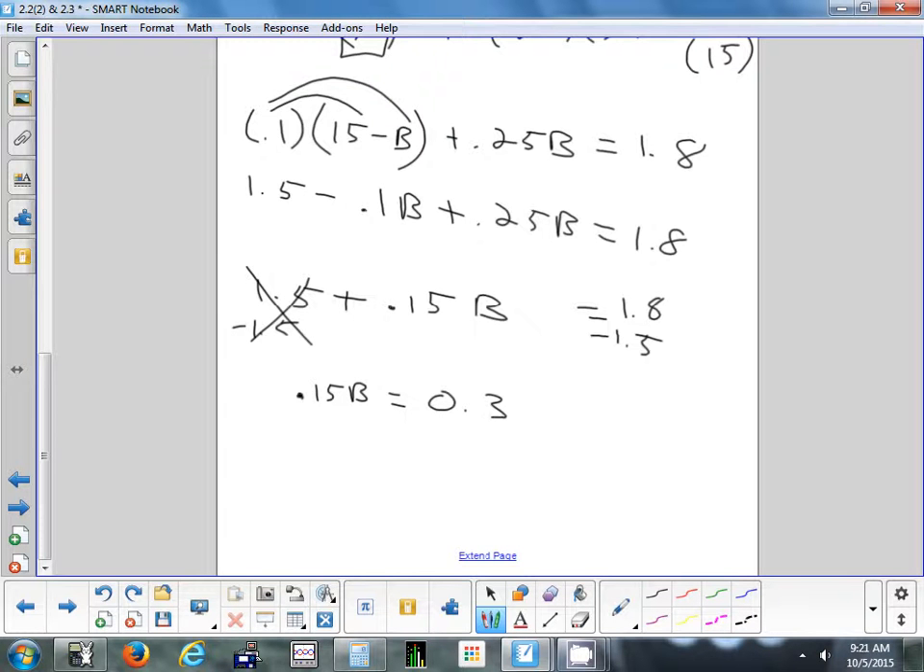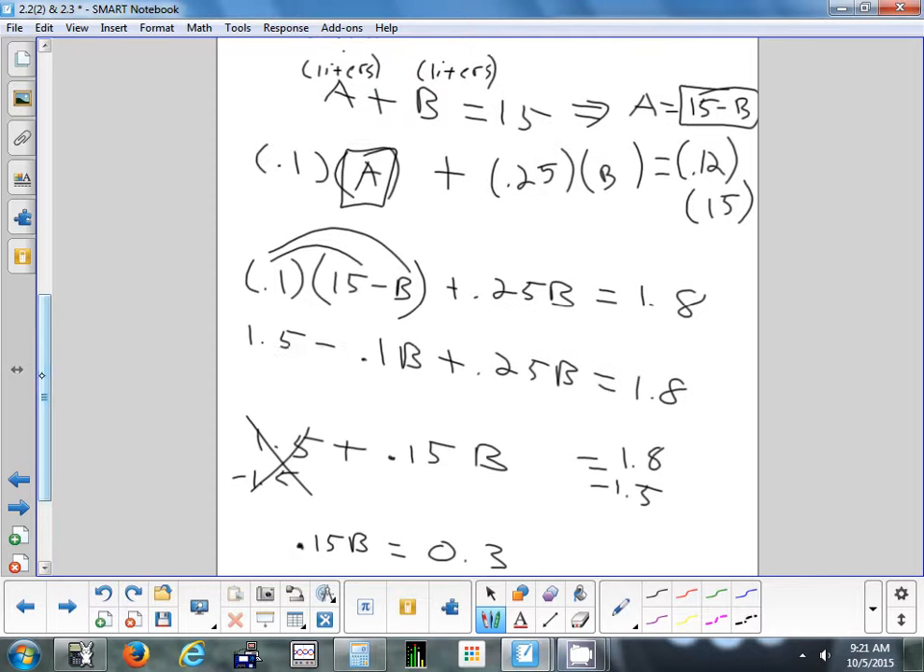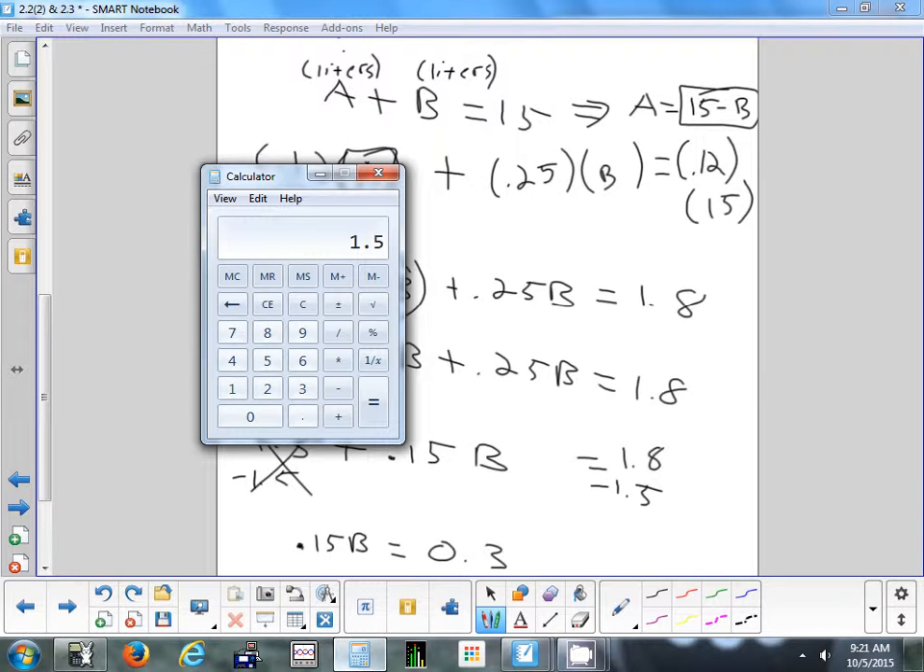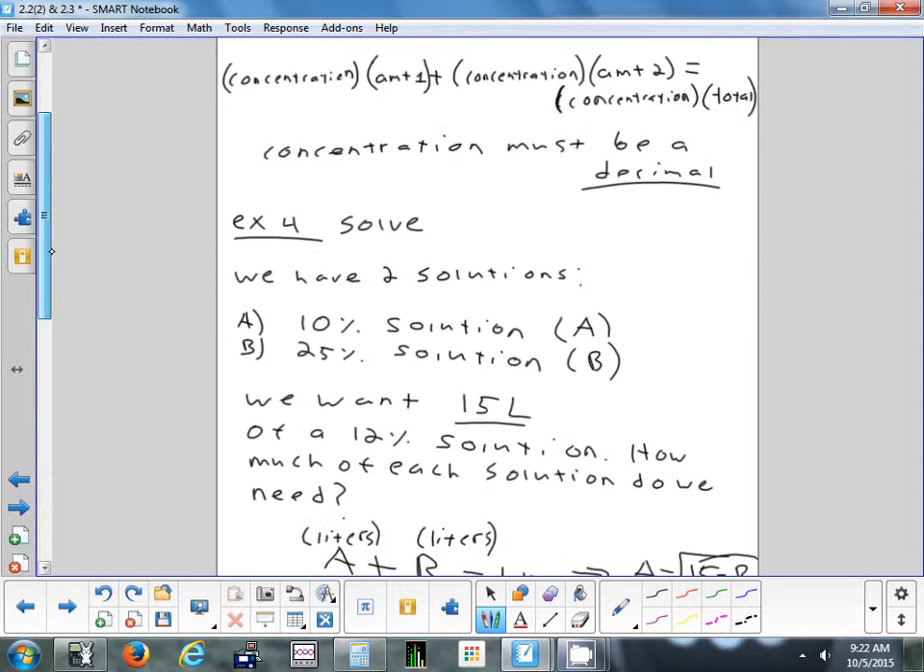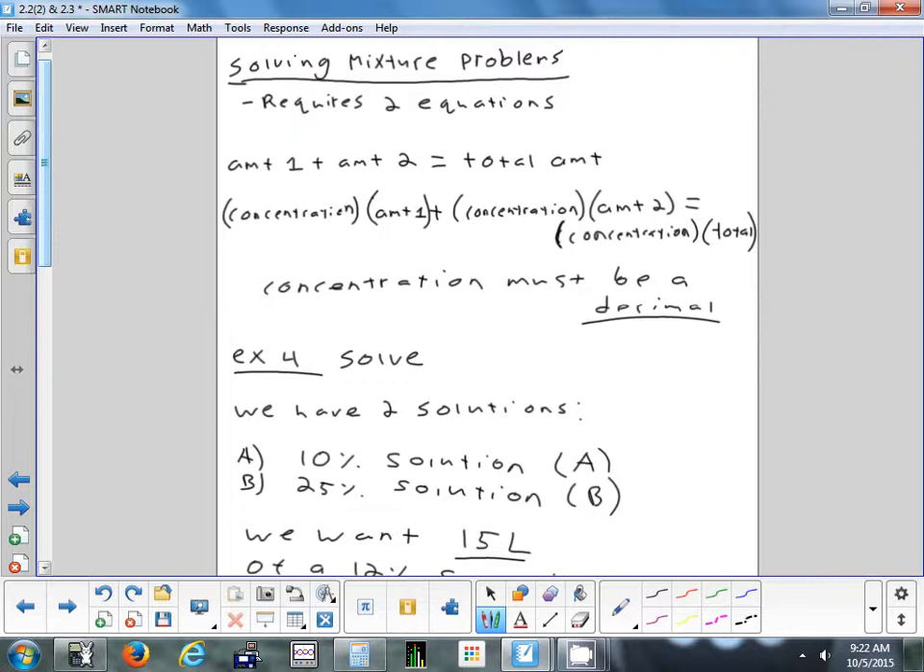Yep, where'd you get 1.8? Let me double check it. I did 0.12 times 15. Yeah, it should be 1.8. That's the concentration, 12%, right? Yeah. And that's the amount, 15. So it's always concentration times amount, concentration times amount, concentration times amount. Let me make sure I wrote it that way. Yeah. So this is your final concentration, and this is your final total, the final amount.